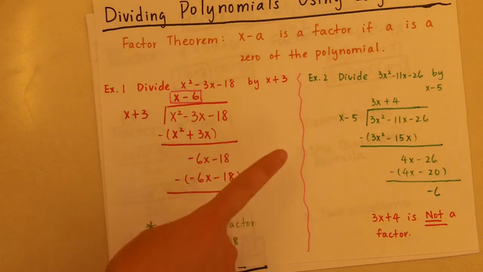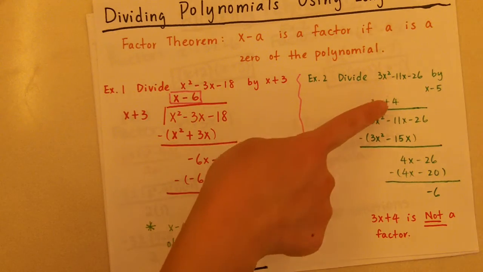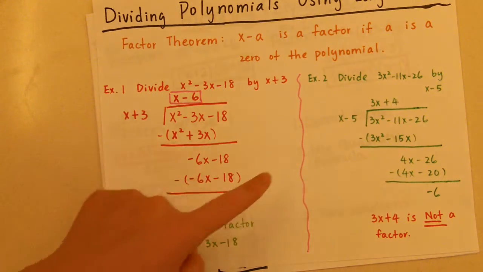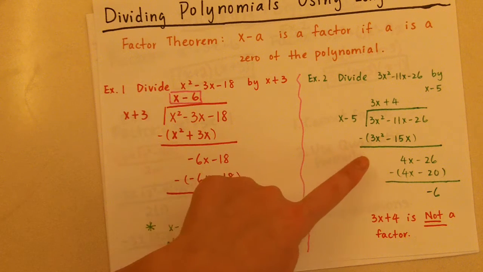Our second example is divide 3x squared minus 11x minus 26 by x minus 5. x times 3x is 3x squared.